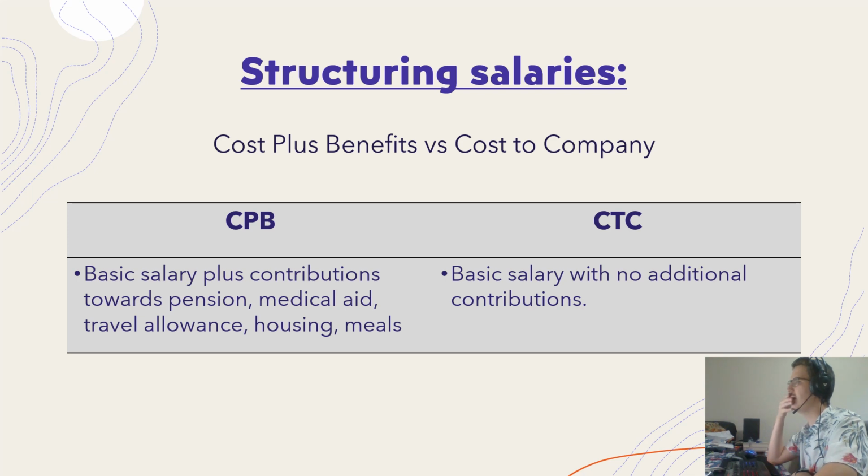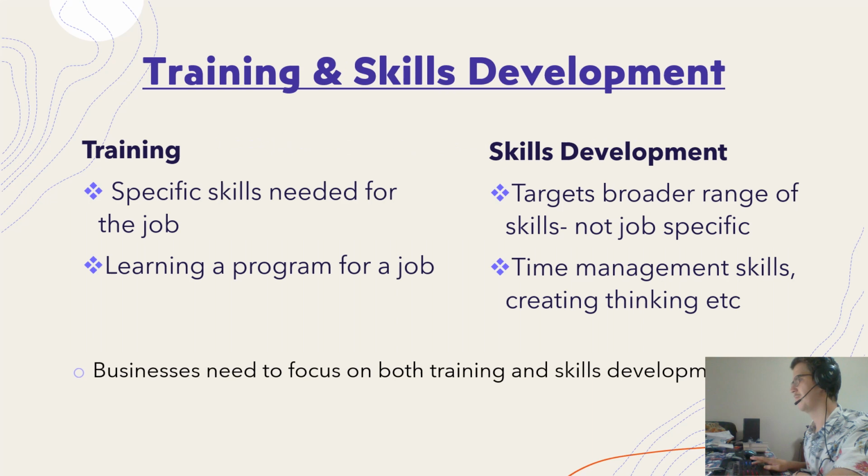Now you have cost plus benefit, or you have cost to company. A cost plus benefit is where you get a basic salary which is generally lower than the cost to company, but then you get your fringe benefits like your medical aid, your travel allowance, your housing. So you get more benefits, but a lower salary, whereas cost to company is generally a higher salary, but unfortunately you do not get medical aid. You have to pay for it from your own salary.